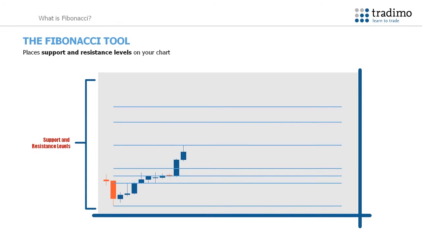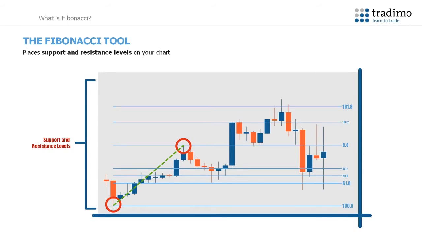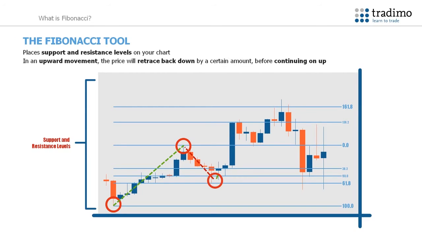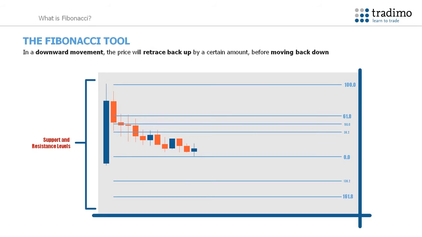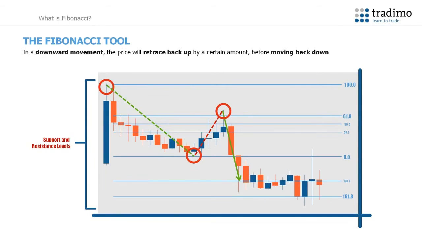The prices at which the support and resistance levels are placed are calculated based on the Fibonacci sequence. The Fibonacci tool makes use of the premise that after an uptrend, price will retrace by a certain percentage of the original price movement before continuing on in the original direction. So, in an upward movement, the price will retrace back down by a certain amount before continuing on up. And when the price moves down, it will retrace back up by a certain percentage before moving back down.